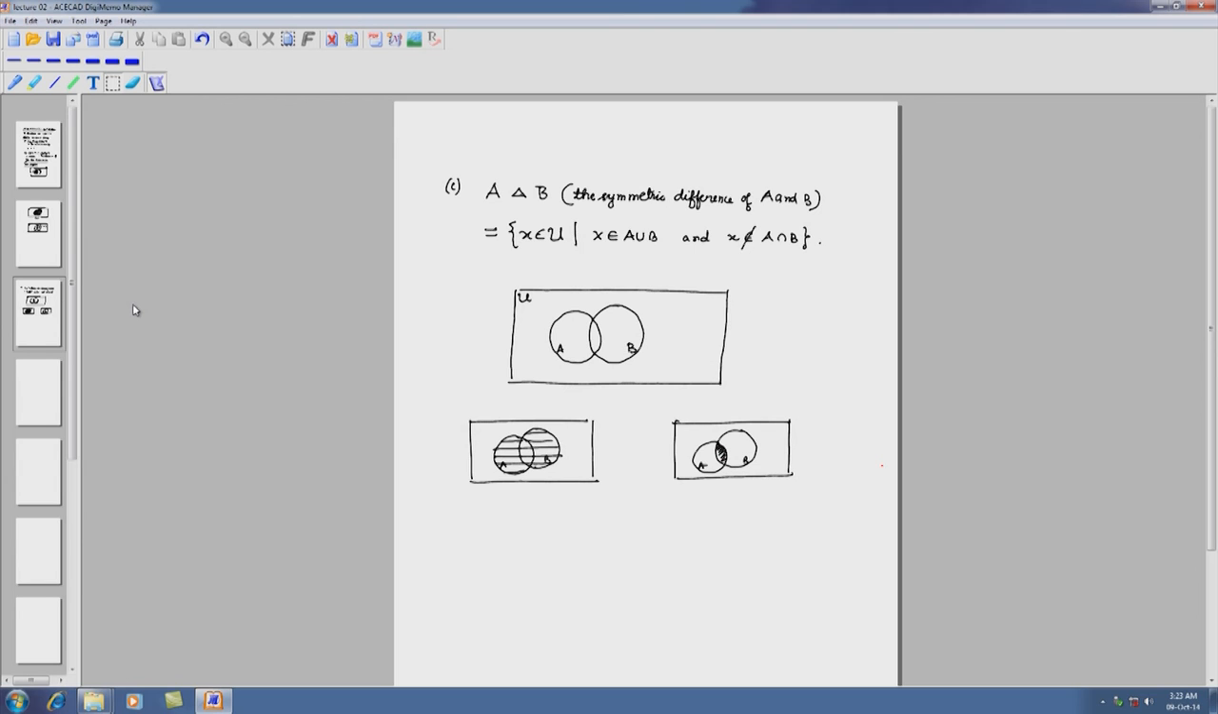So, if I superimpose these two diagrams, then we will find that this part is A intersection B, and therefore, I have to cut this portion out. I do not want elements there. And all the other elements will be in the symmetric difference. Therefore, the symmetric difference is a set which can be represented by the Venn diagram as the shaded region within A union B. So, this is whole of A union B, leaving aside the portion A intersection B.